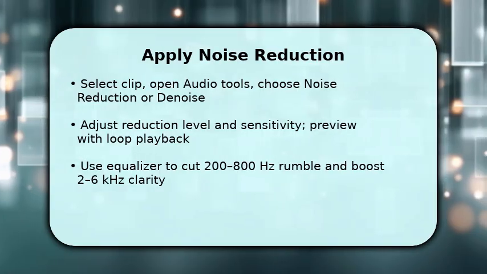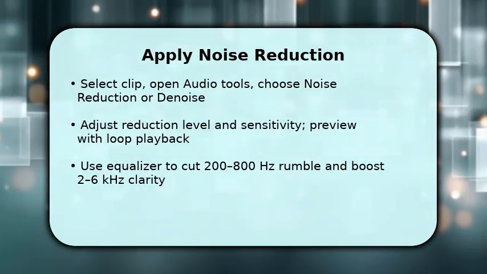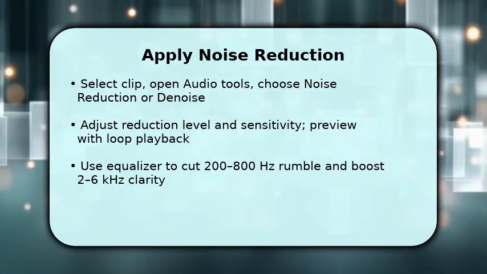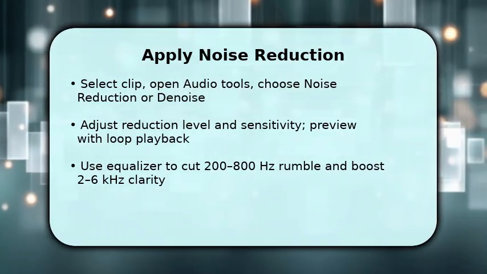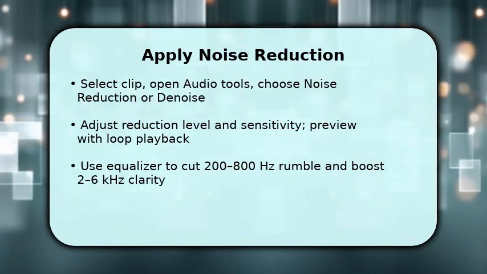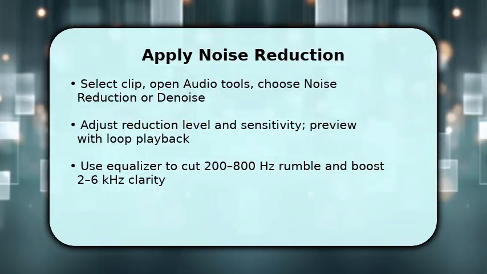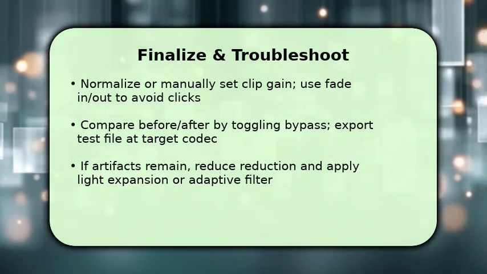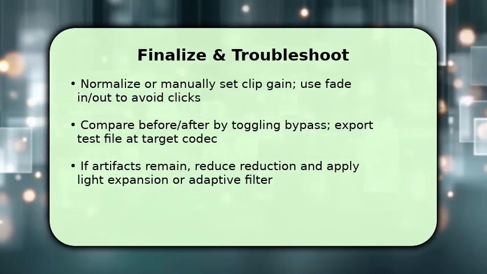After denoise, open the equalizer and reduce low rumble around 200 to 800 Hz while gently boosting 2 to 6 kHz to restore clarity. Once the sound is acceptable, normalize or manually set clip gain so levels match other tracks, and add short fades to prevent clicks.